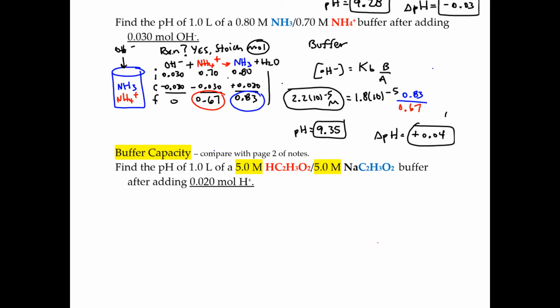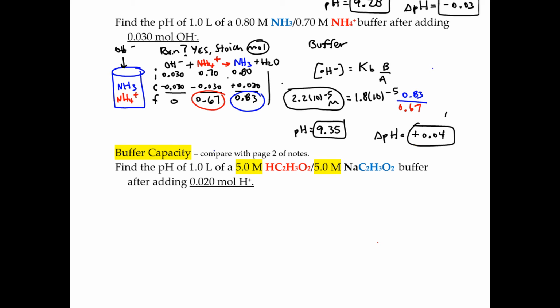So the original pH was 9.31. This went up by 0.04. Okay, when we added a base, but remember before it went down by 0.03 when we added an acid. It was the same amount of acid and base. Again, why did it go up more? Why did it go up more than it went down?